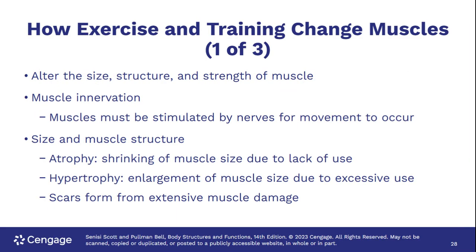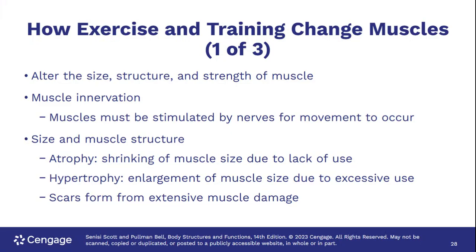Next, we're going to talk about how exercise and training change muscles. Exercise and training can alter the size, structure, and strength of a muscle. Unused muscles atrophy, and you remember that term, atrophy means they decrease in size, kind of like muscle wasting. But when you exercise, muscles increase.